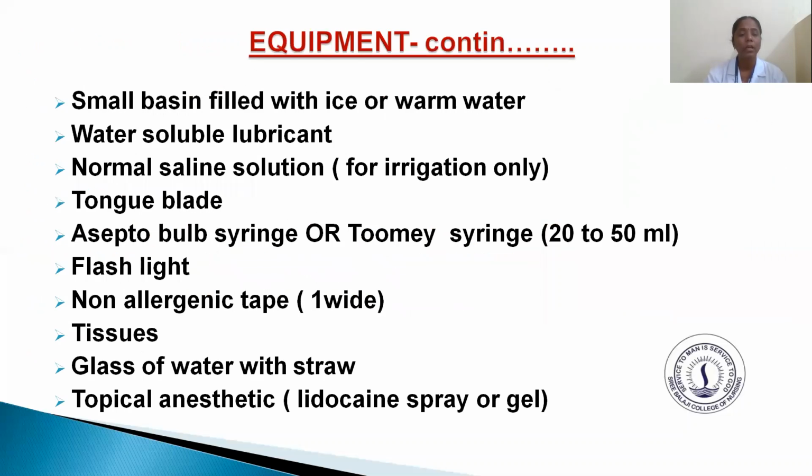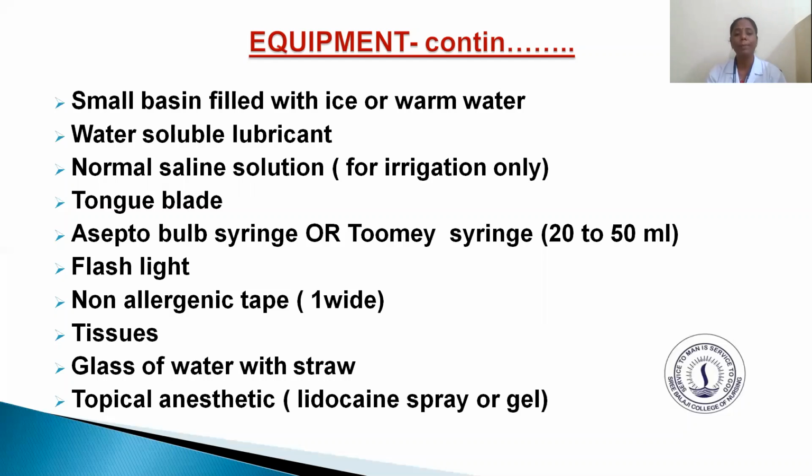Then another one is a small basin filled with ice or warm water. This is a must to remove the stiffness of the tube. Then a water-soluble lubricant to lubricate the tube, because it makes insertion easy and does not erode or injure the inner tissues. Normal saline solution is for irrigation only. A tongue blade is a must to depress the tongue, so insertion of the tube into the stomach is easy.